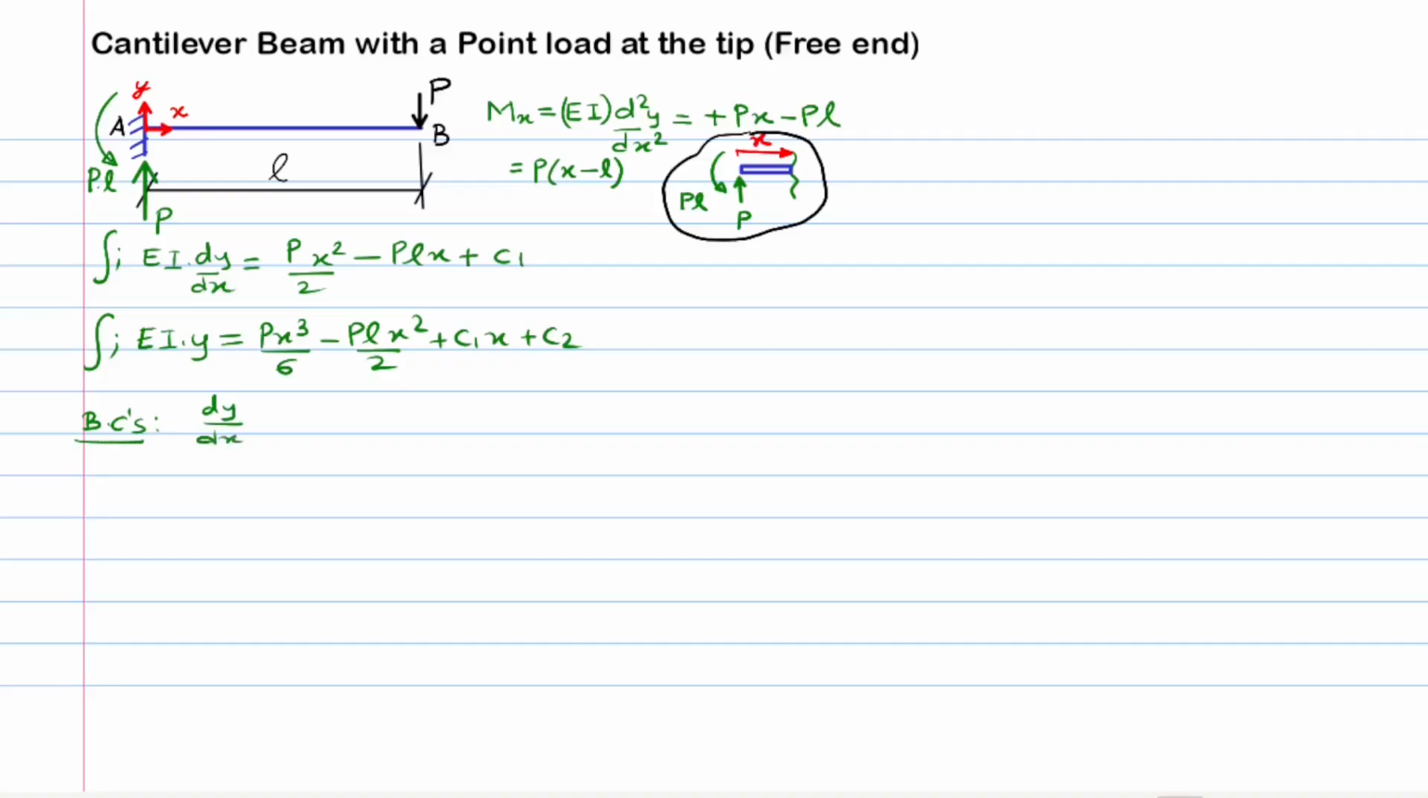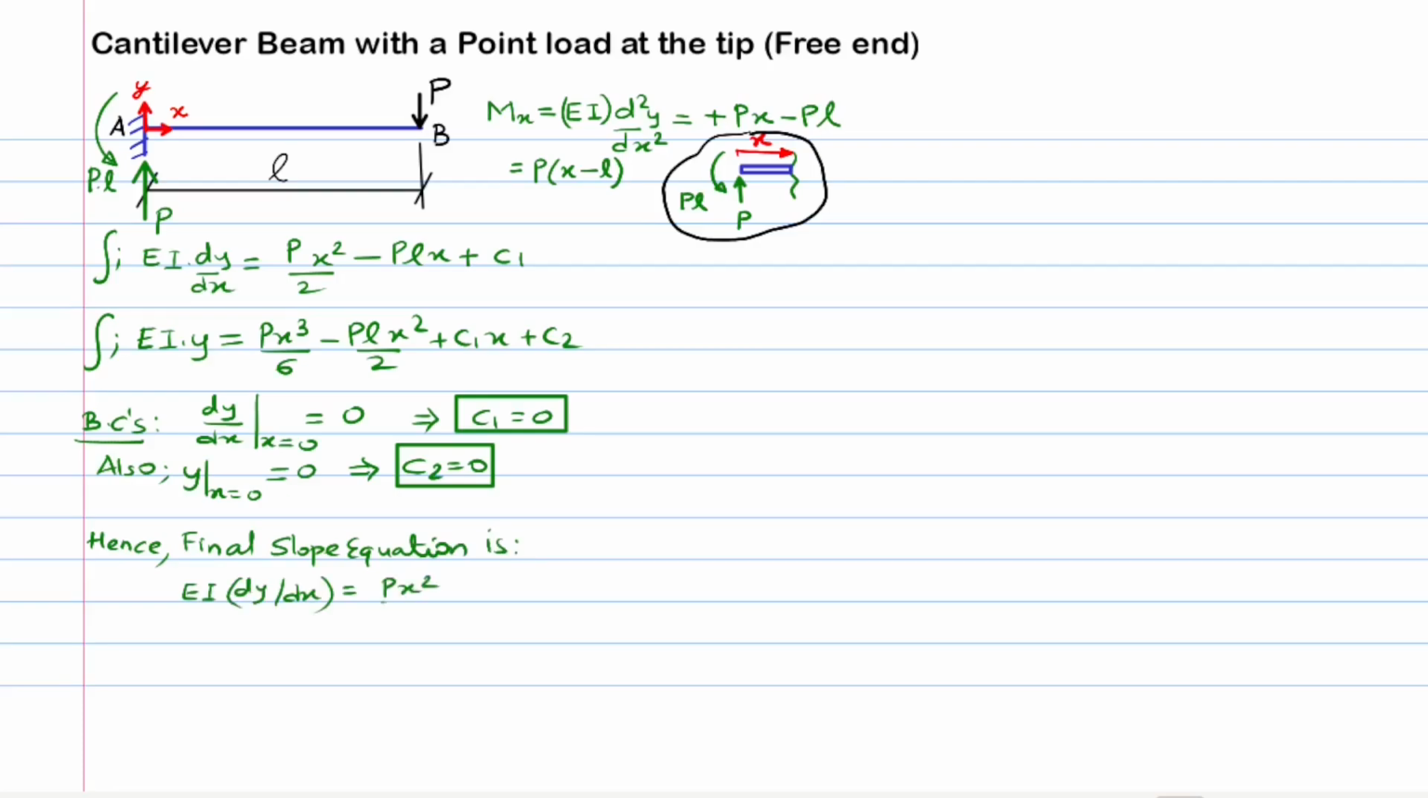The first of these states that the slope at the support, that is at x equal to 0, is 0. This gives the value of C1 as 0. The other boundary condition states that the deflection at the support, that is y at x equal to 0, is 0. We hence get the other constant C2 also equal to 0. The final equations for any cross-section along the beam's length can hence be written.